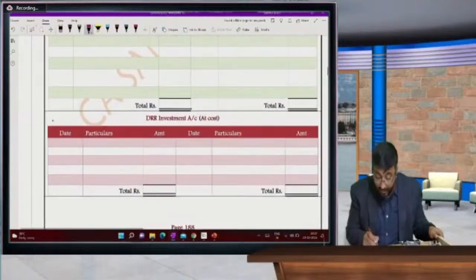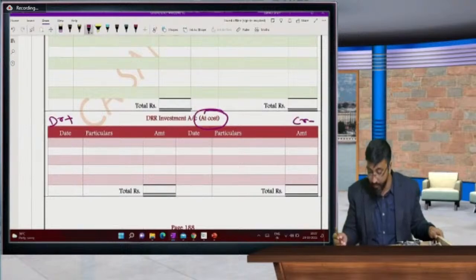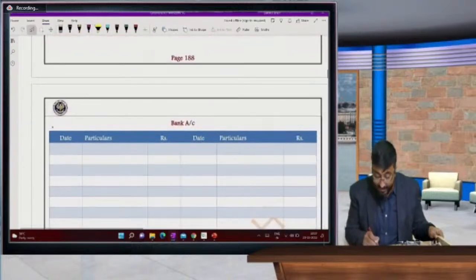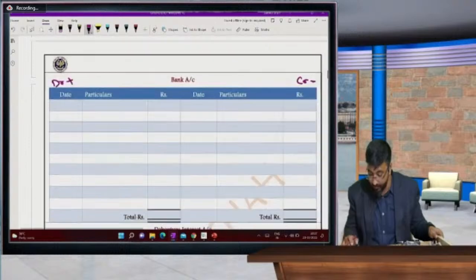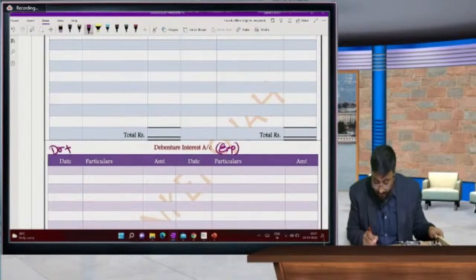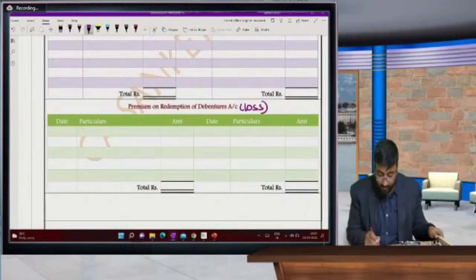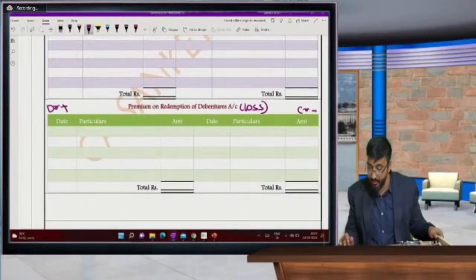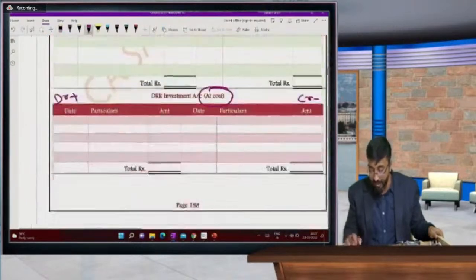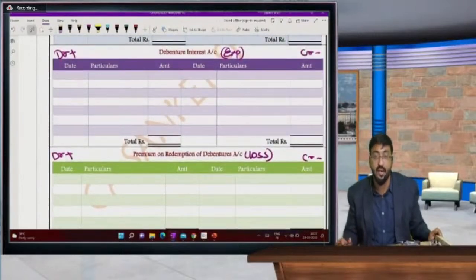Debentures redemption reserve, credit plus, again debit minus. Next account is DRR investment, always at cost. Investment is an asset, debit plus credit minus. Bank is an asset, debit plus credit minus. Interest is expenditure. Expenditure means debit plus credit minus. Premium on redemption is a loss, debit plus credit minus. So how many accounts are you opening? Debentures, DRR, investment, bank, which are given in the question, and two more accounts, interest and premium on redemption.